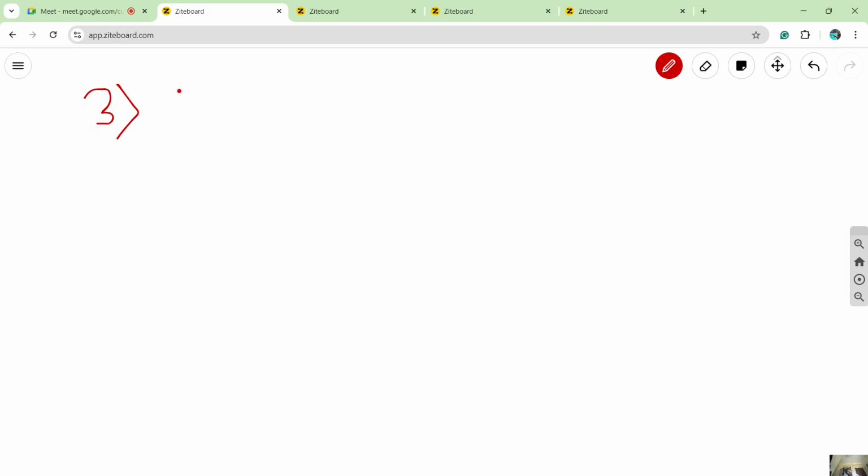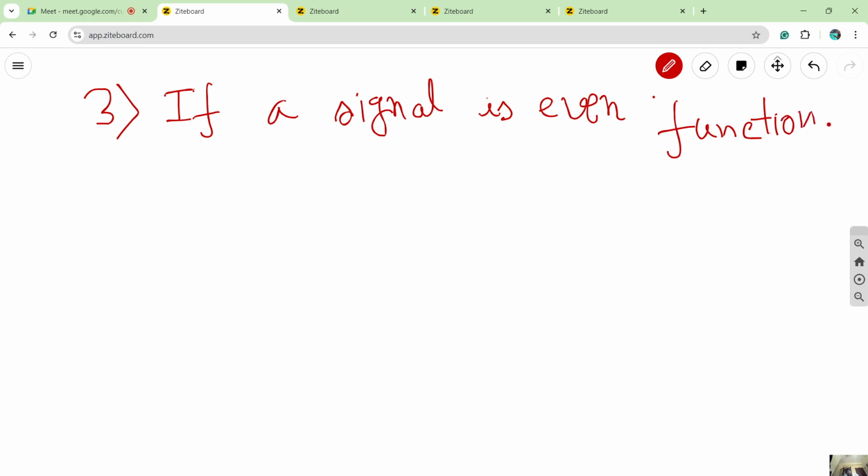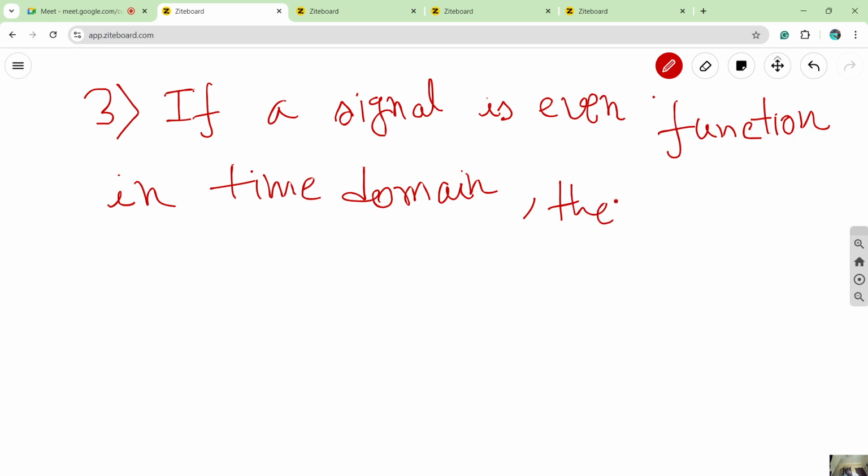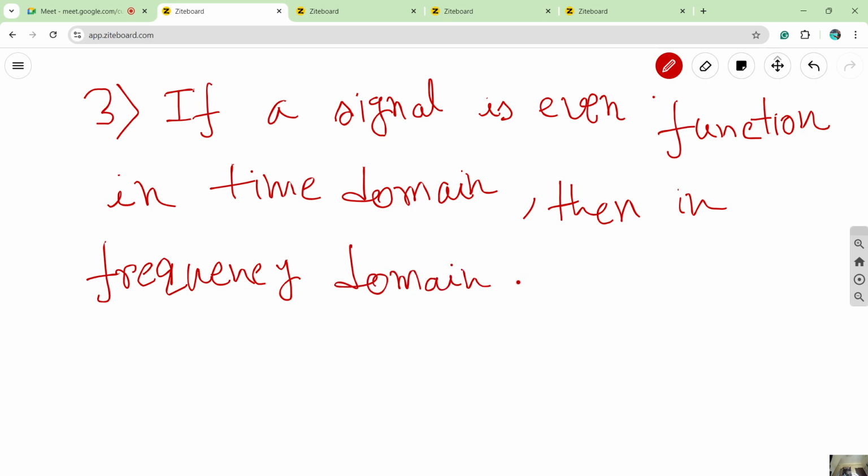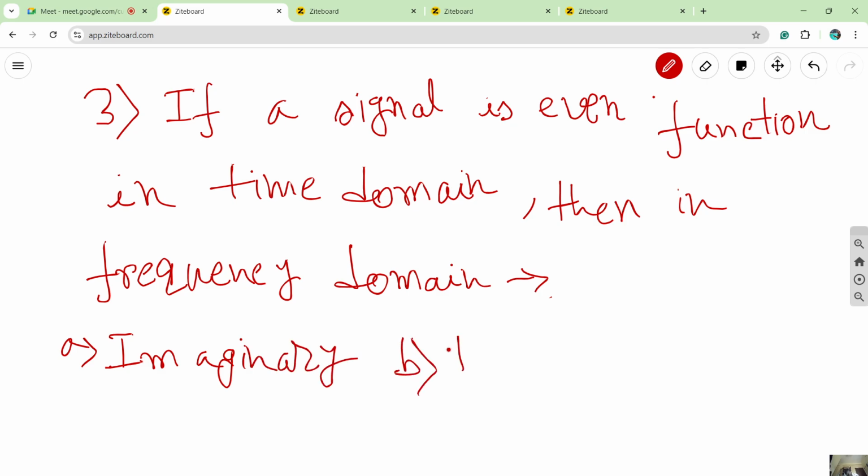So the next question: if a signal is an even function in the time domain, then in the frequency domain, what would it be? Like real, imaginary, real or complex.